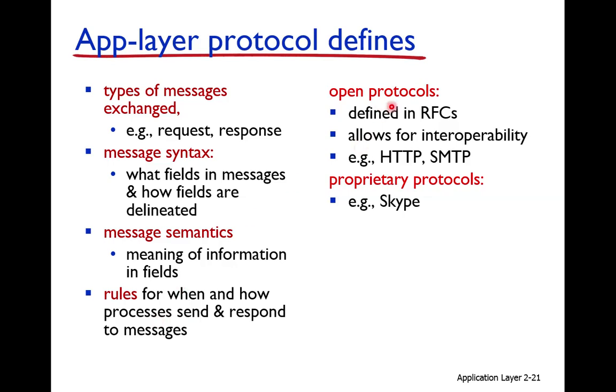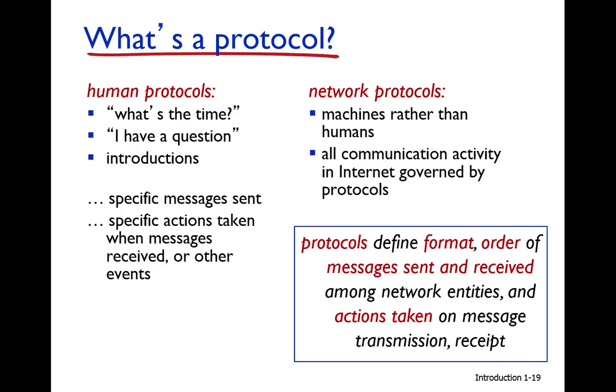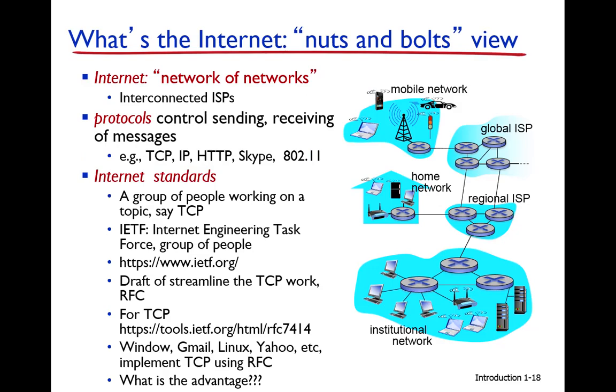There are two types of protocols. Some are defined using RFCs. These are called public protocols or open protocols. Some are called proprietary, and their working is not known. We have already discussed in chapter number 1 how an RFC is developed. These protocols are called public protocols, and some protocols are proprietary, their working is not known.